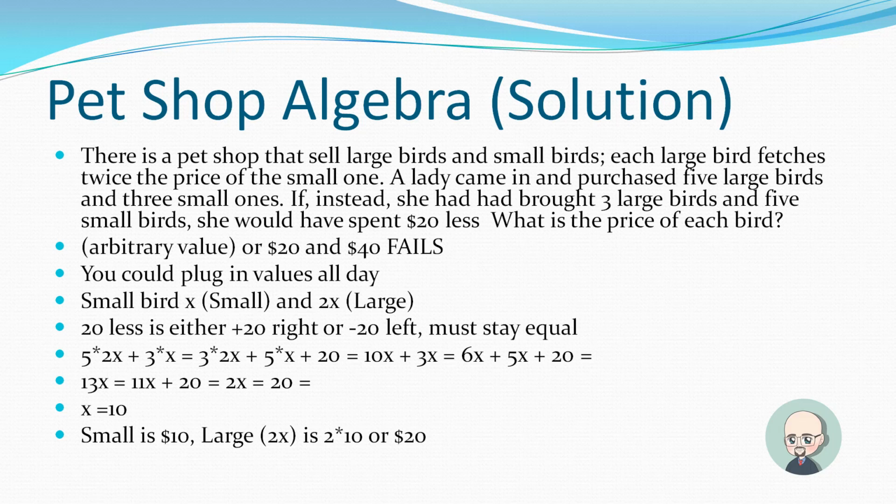So 13x is equal to 11x plus 20, which gives 2x equals 20, x is equal to 10. But we're not done, because that's the smaller bird. So the smaller bird is $10. Now, the larger bird is 2 times that, which is $20. So now we know the small bird is $10 and the larger bird is $20.